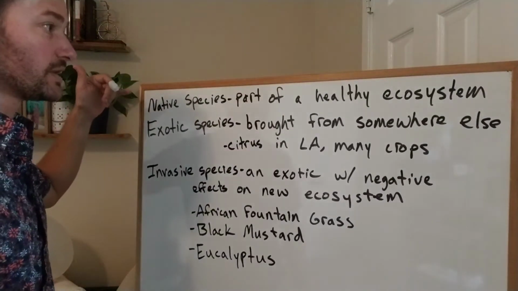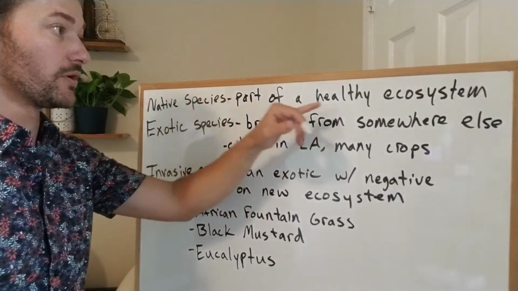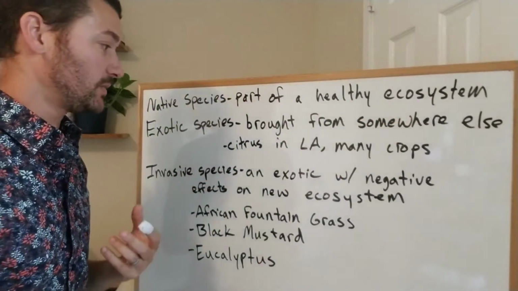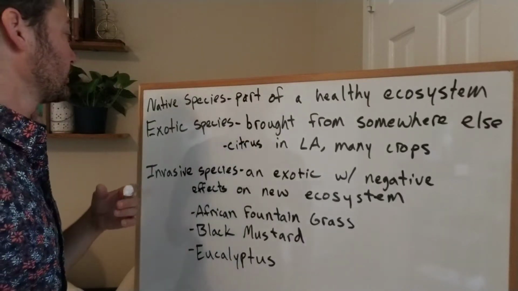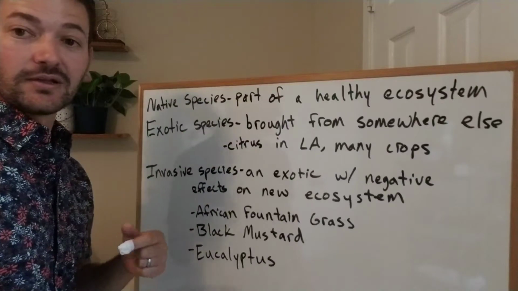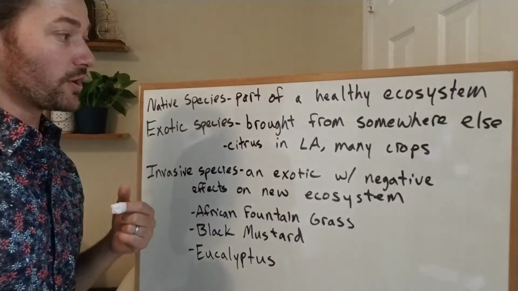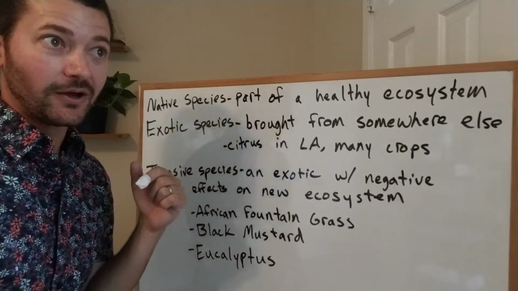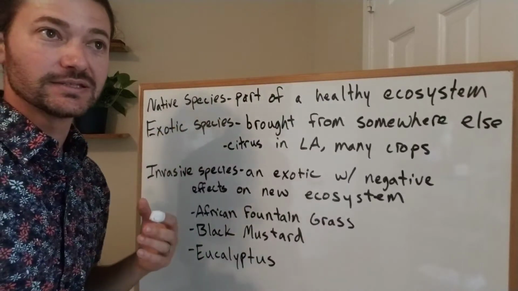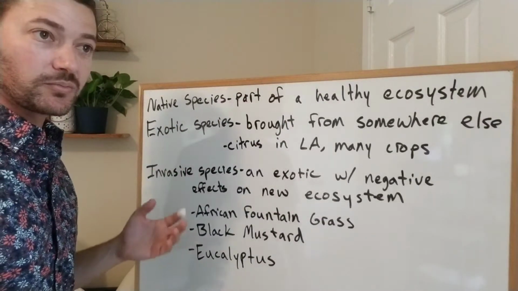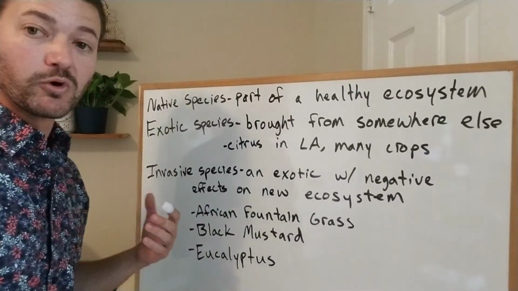So native species, plant or animal, microorganism, insect, that is part of a healthy ecosystem. Usually that means it evolved there. Now the next category of organism is exotic species. This is going to be some organism that was brought from somewhere else. Now the word brought implies that people did it, and usually, yeah, people are the things that have brought most animals, plants, and insects unintentionally or intentionally from one place to another.